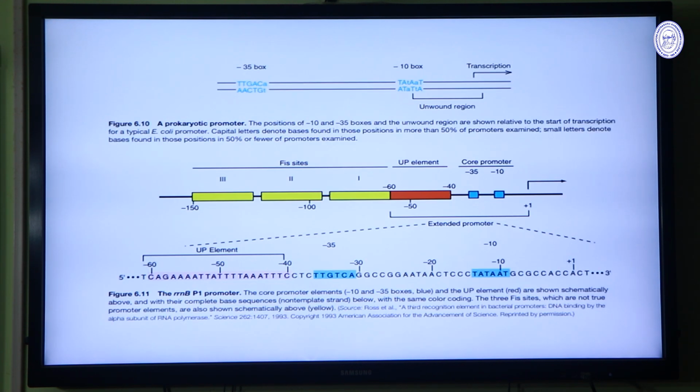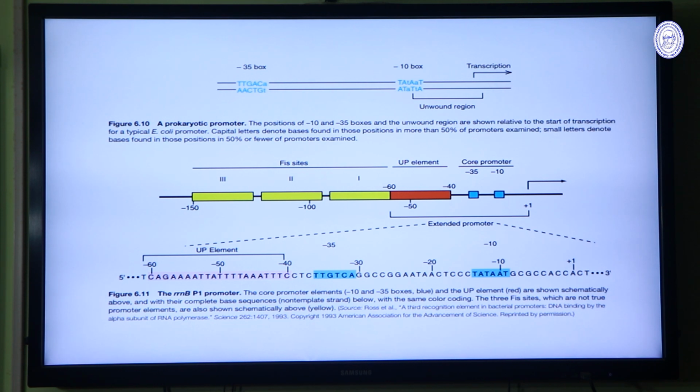So, this is how the gene looks like. This is the start point in the first part of the figure, designated figure 6.10. I have taken it from your textbook, Molecular Biology by Weaver. So, transcription starts from the start point and there is the minus 10 sequence, you can see TATAAT. A small letter indicates that the particular nucleotide is conserved less than 50%.